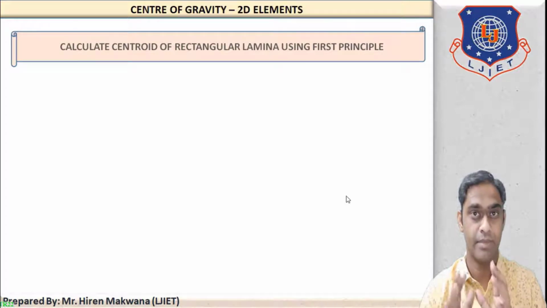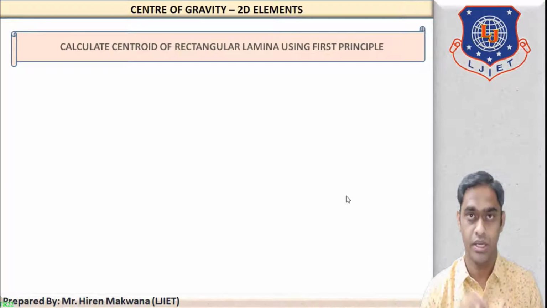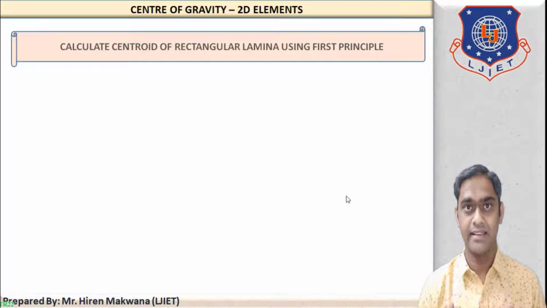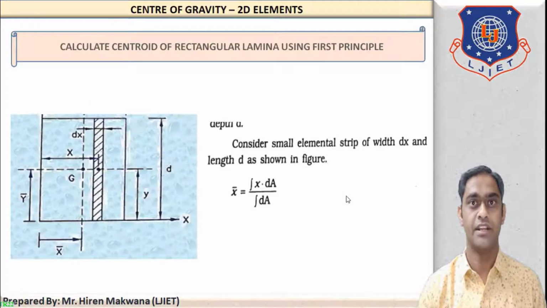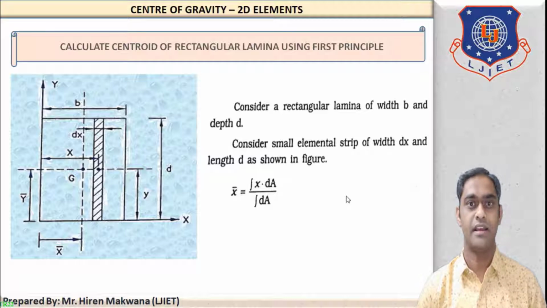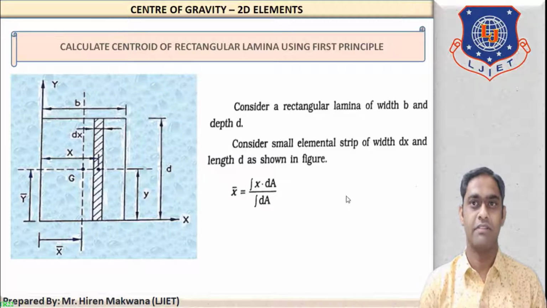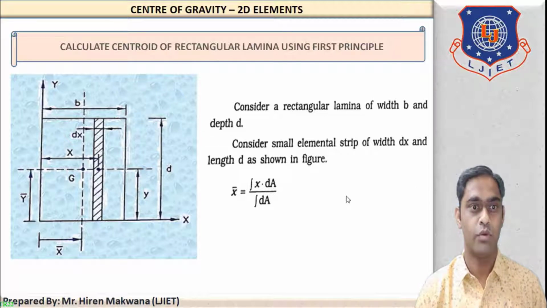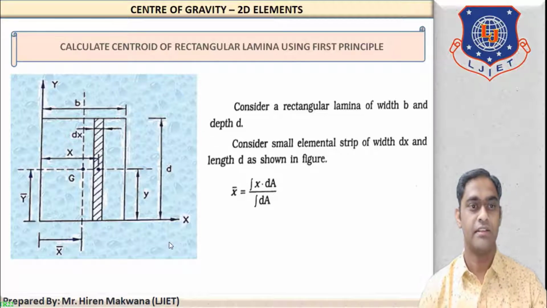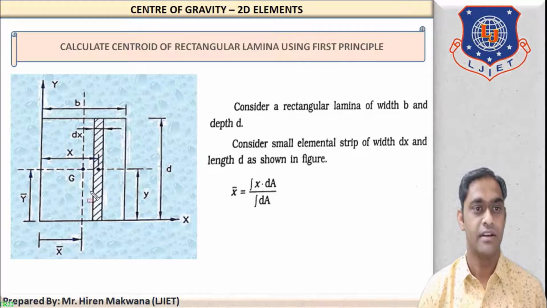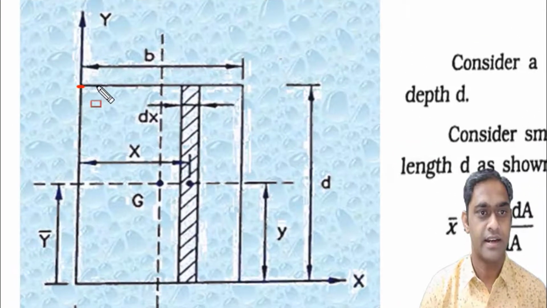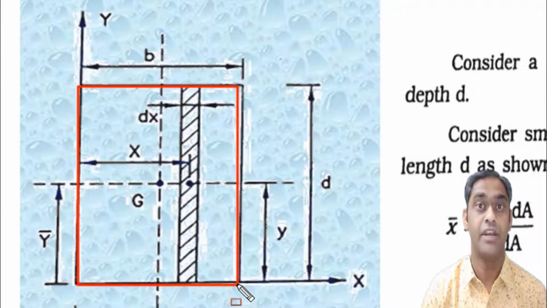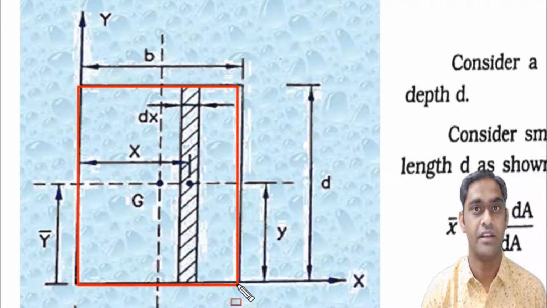First principle is the method of integration. This is the figure and calculation. Let us start with the figure first. Now, as you can see what is given in the figure, let us first check the figure. Here it is a rectangular strip or rectangular lamina for which we have to find center of gravity.